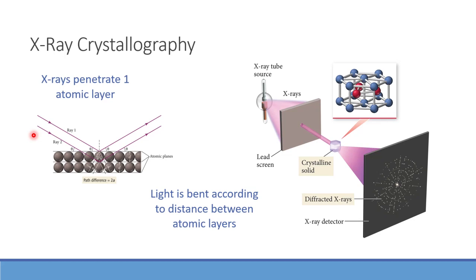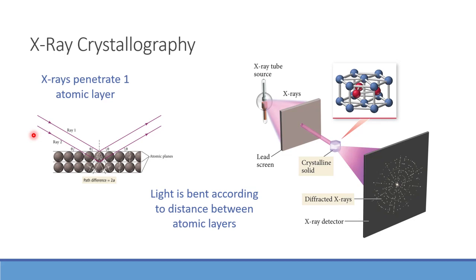So the thing is that the atomic planes within crystals are separated by about 100 picometers, which happens to be a similar wavelength to an X-ray. And so the interference or diffraction pattern is seen when these X-rays interact with the distances between those atomic layers.